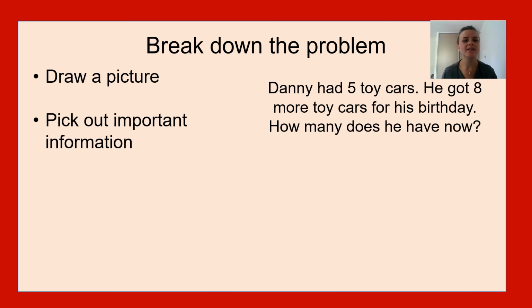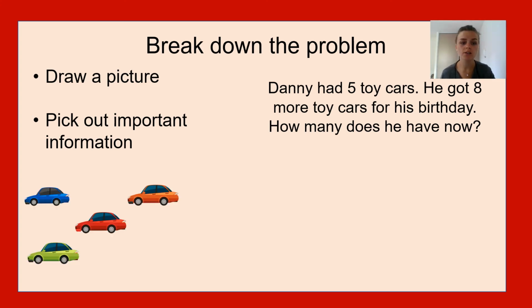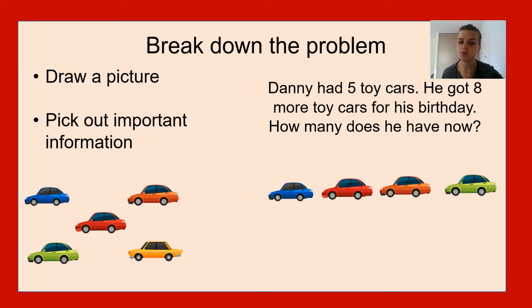Breaking down the problem. Now there's lots of different ways to break down a word problem, and I'm going to share some of the most common with you now. Those can be things like drawing pictures and helping ourselves pick out important information. If we wanted to read over this maths problem and pick out important information, it would look a little like this. Danny had 5 toy cars, which means we need to draw 5 toy cars. Then he got 8 more toy cars for his birthday, which means we need to draw another 8 cars.